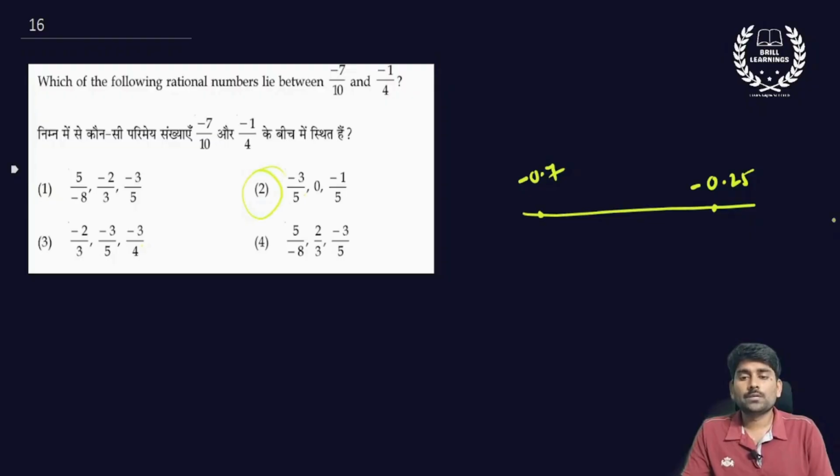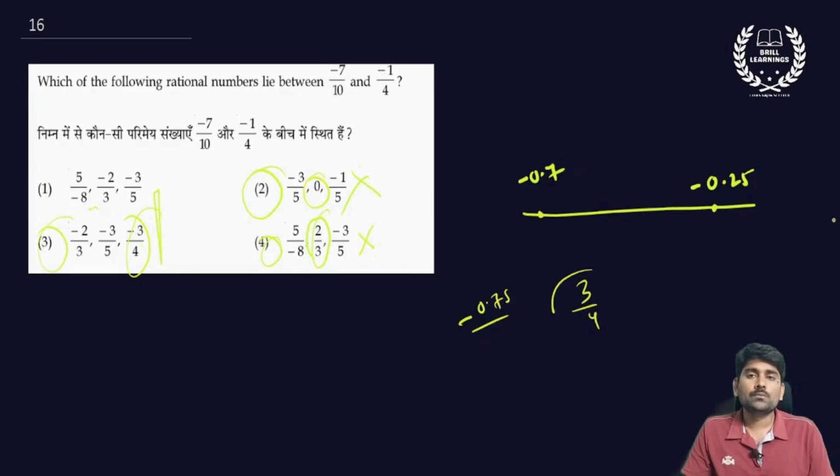So let's check all these options one by one. If you observe the second statement, 0 is not in between these two numbers. That is why this is a wrong answer. Fourth one also, if you observe, here we have a positive value, 2 by 3. That is why this is also a wrong answer. So the answer should be between these two numbers. If you check the third statement, minus 3 by 4 means minus 0.75, which is somewhere here. That is why this is also a wrong answer. First one is the right answer.